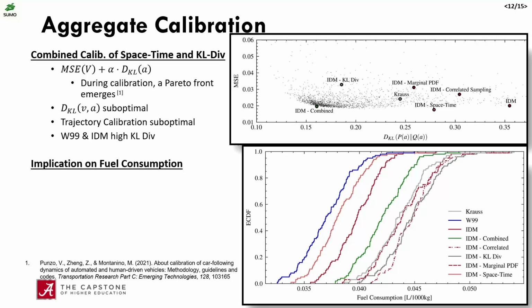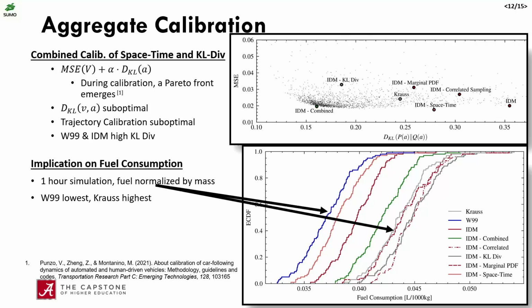Actually, if you do a statistical analysis on this, it's not significantly different from a joint distribution of IDM and Krauss. However, it is different in travel time and delay. So the simple fix isn't to simulate with Krauss, simulate with IDM, and then you're somewhere in the middle, which would have been convenient. You also see that the correlated sampling method and the marginal PDF are, again, high fuel consumers. And interestingly, it's nearly a 20% difference that we observe when we simulate with W99 versus Krauss in the median value.